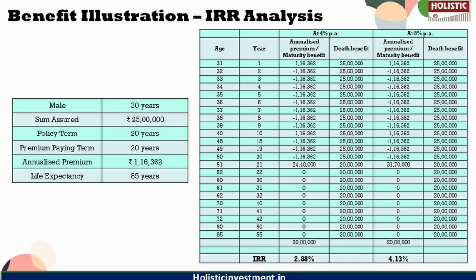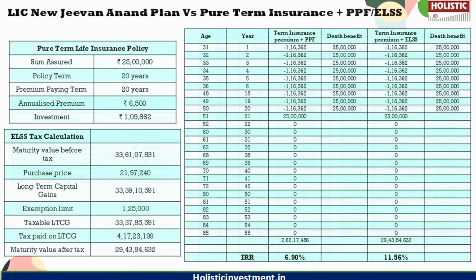Now, as we take a look at the IRR, at 4% the IRR would be 2.88%, and at 8% the IRR would be 4.13%. So the return of this policy is far below even the bank FD rate. This is not inflation-beating returns, and moreover the maturity benefit at the end of the policy term will not be sufficient to meet any of your financial goals. So as we know, this policy is not giving us the desirable outcome that we need. We are going to conduct a comparative analysis now, where we explore an alternative strategy and compare its returns with this policy's returns.